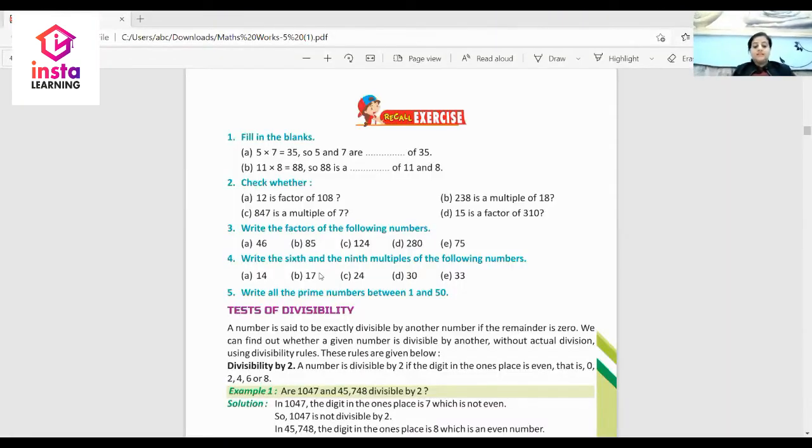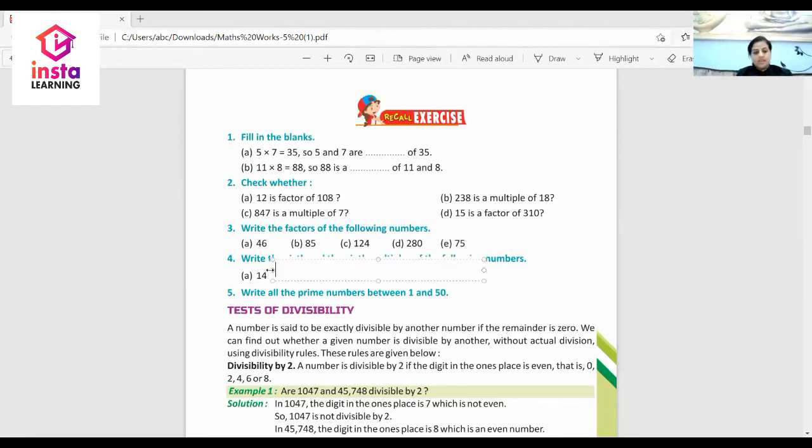Here, write the 6th and 9th multiple of the following numbers. So you have to know that. Here I am going to tell you. 14 into 6, you should know, is 84. And 14 into 9 is 126. Likewise, you have to write all the numbers like this.